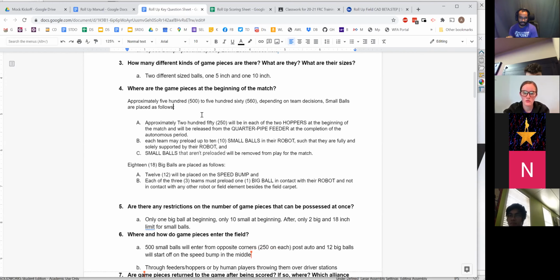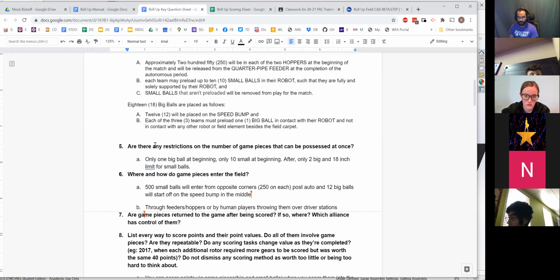At the beginning of the match, there are 18 big balls total. 12 are on the center, and then each team has 1 big ball that is in contact with the robot and not touching anything else except possibly the field carpet. So you can either be holding it or have it next to you, touching you. That way, all the big balls are required to be in play, but all the small balls aren't, just because there's so many of them. It didn't make sense to try to figure out where to put them. Okay, so that answer got done.